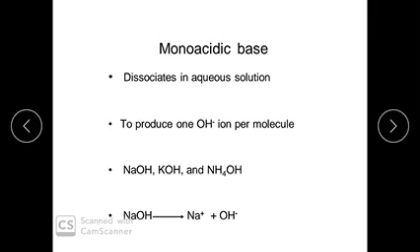Monoacidic base means it dissociates in aqueous solution and produces one OH minus ion per molecule. Examples are sodium hydroxide, potassium hydroxide, and ammonium hydroxide. These all have one OH minus ion. On ionization, it produces one OH minus ion, so it is a monoacidic base.